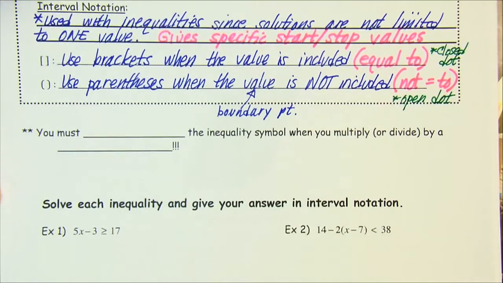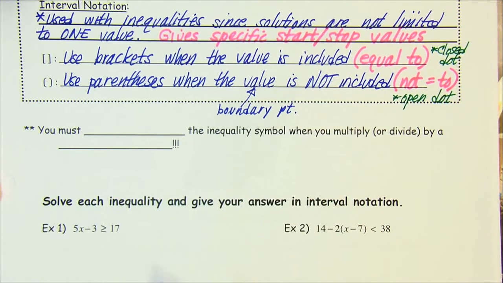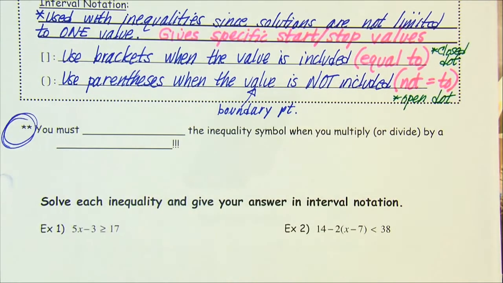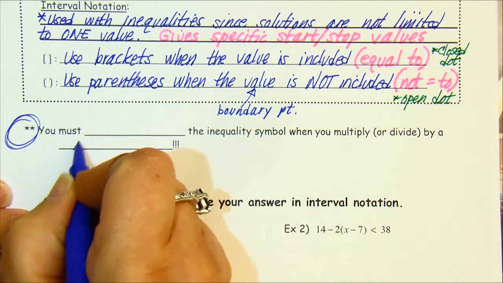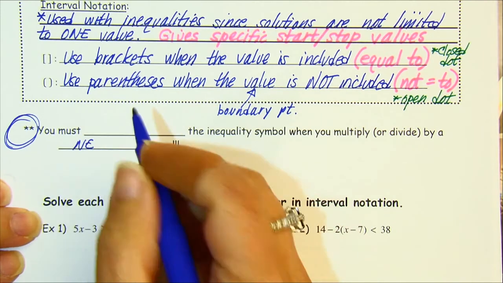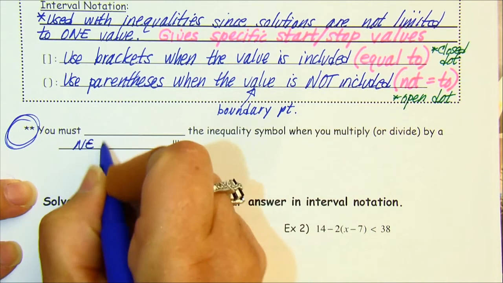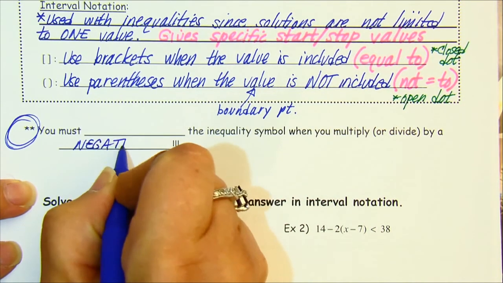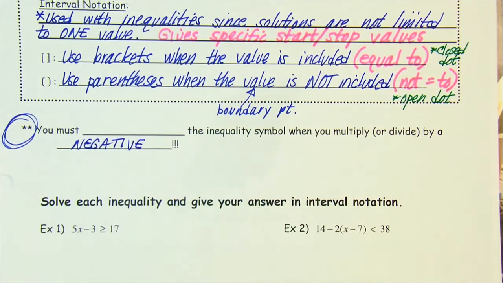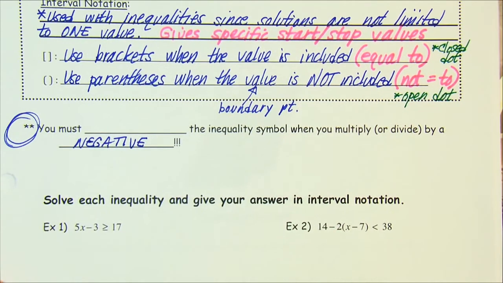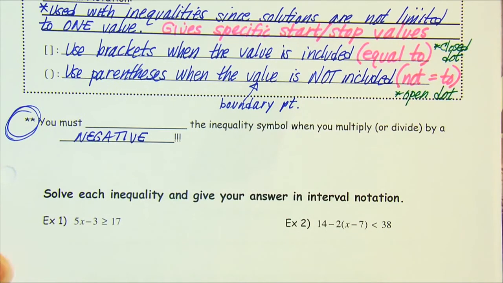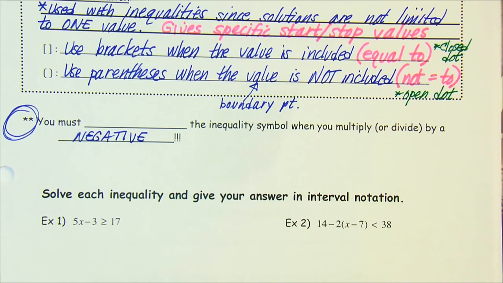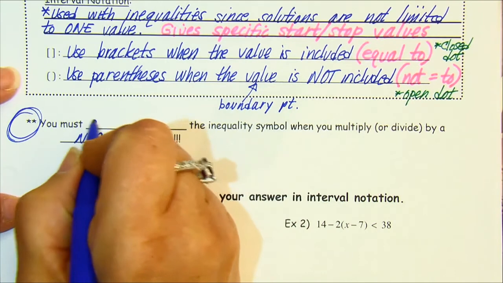Okay, and don't forget about this rule when we're solving inequalities. You can't forget about this rule. You must do something with the inequality symbol when you multiply or divide by a negative. It's not multiplication or division that does this. It's the negative, that switching of the negative. Do you remember what you have to do? Maybe you do remember. If you don't, I'm going to tell you. You have to either switch or flip the inequality symbol.